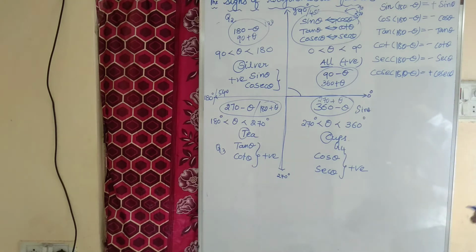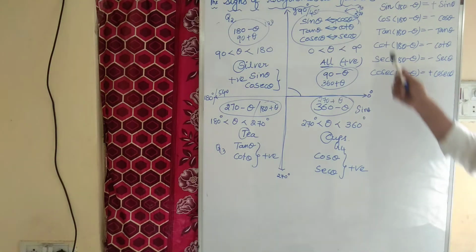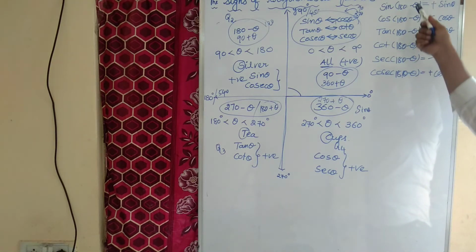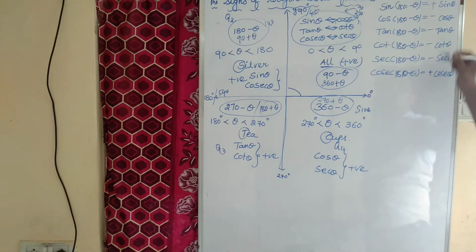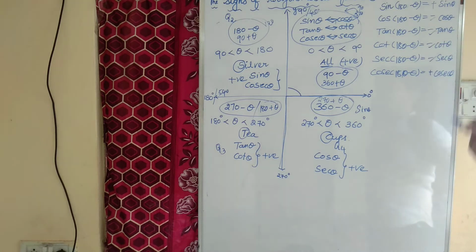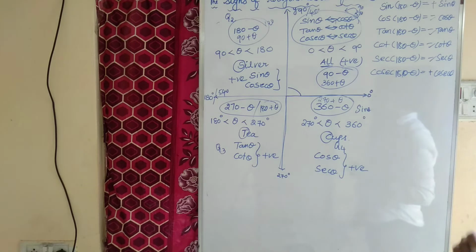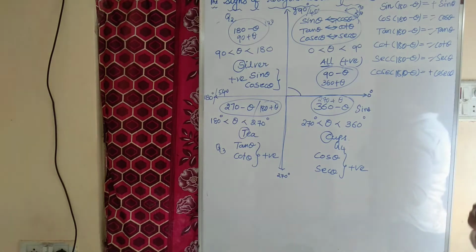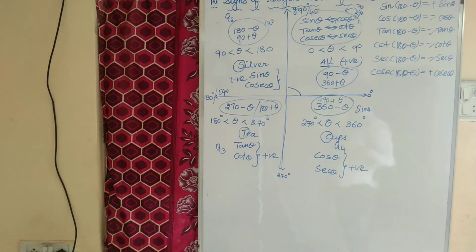Right? In the second quadrant, sine is positive, and sine's reciprocal, cosec, will be positive. Rest all are negative. Right children? I hope you understood the signs of trigonometric functions in the second quadrant. Now coming to the third quadrant.